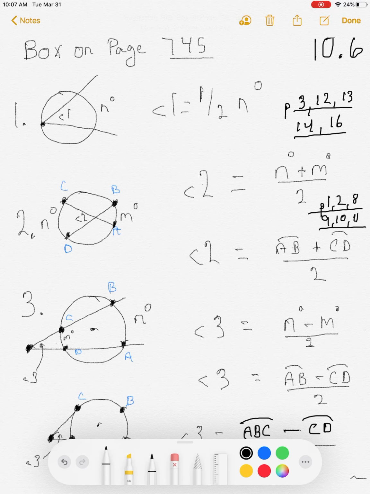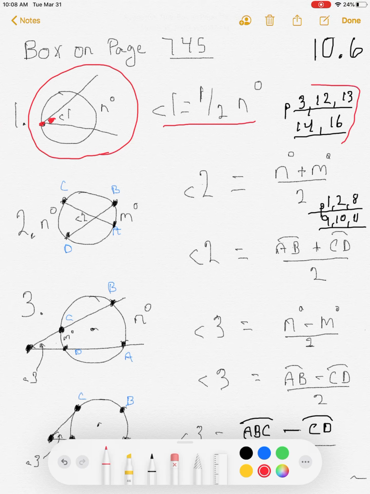I would now like to talk a little more about this by using my notes. In the first case, I have a situation where two lines intersect on the circle. So, as was pointed out earlier, the measure of angle 1, this corner right down here, is going to be half of arc n. Problems 3, 12, 13, 14, and 16 all involve this law.